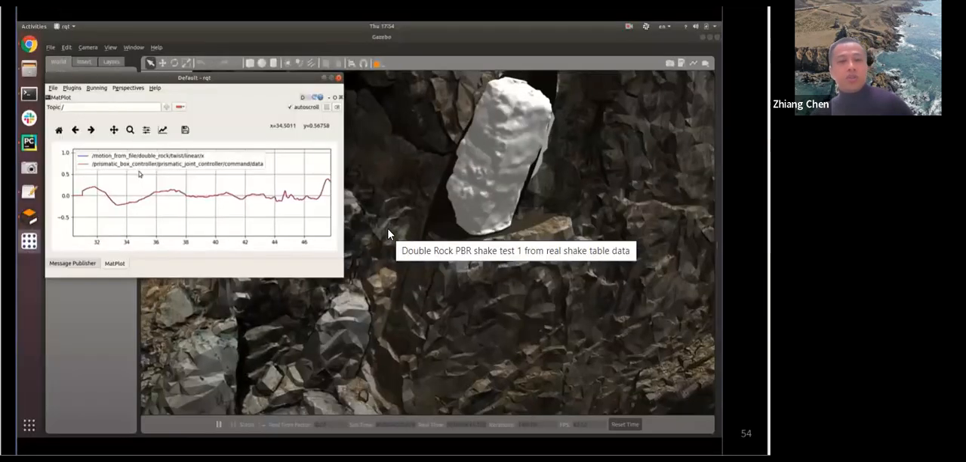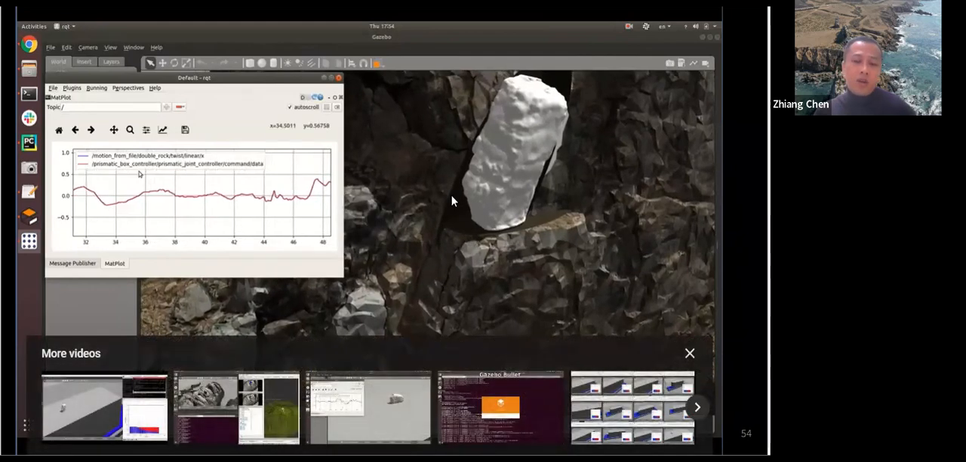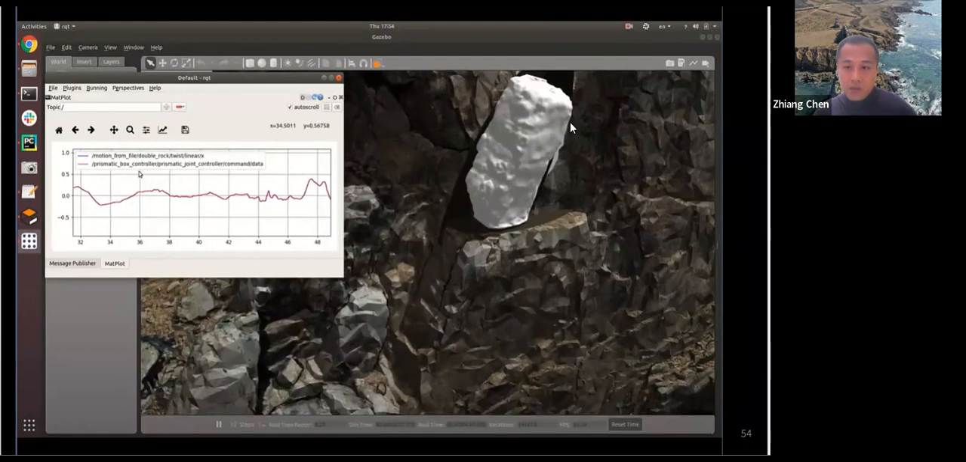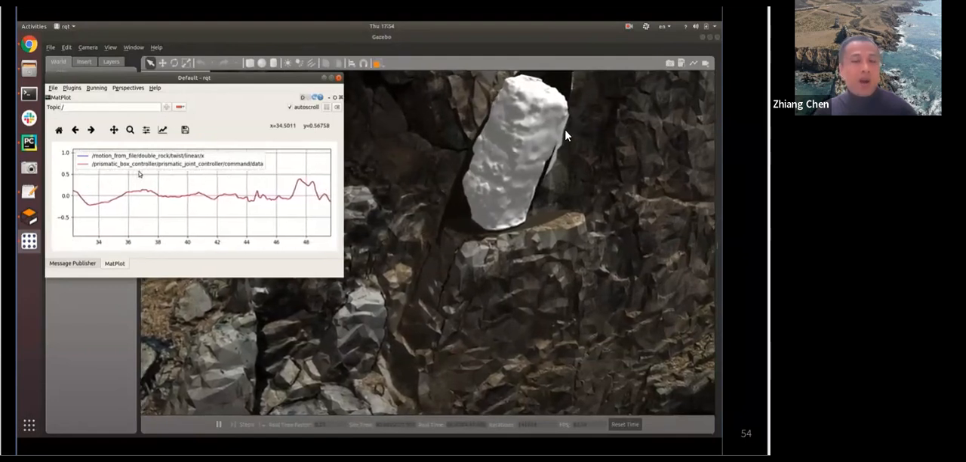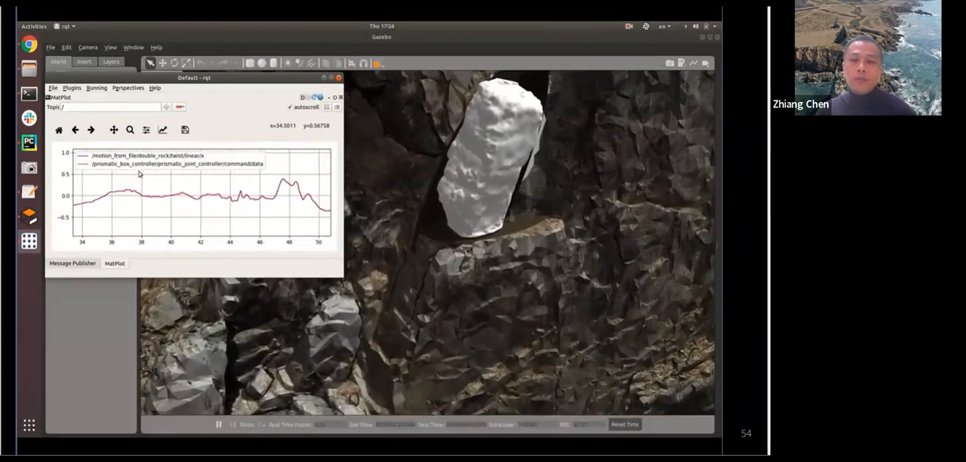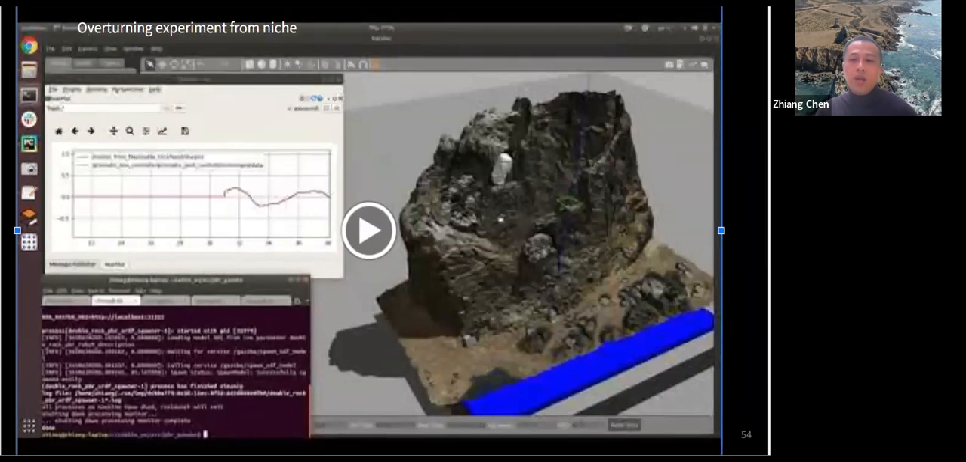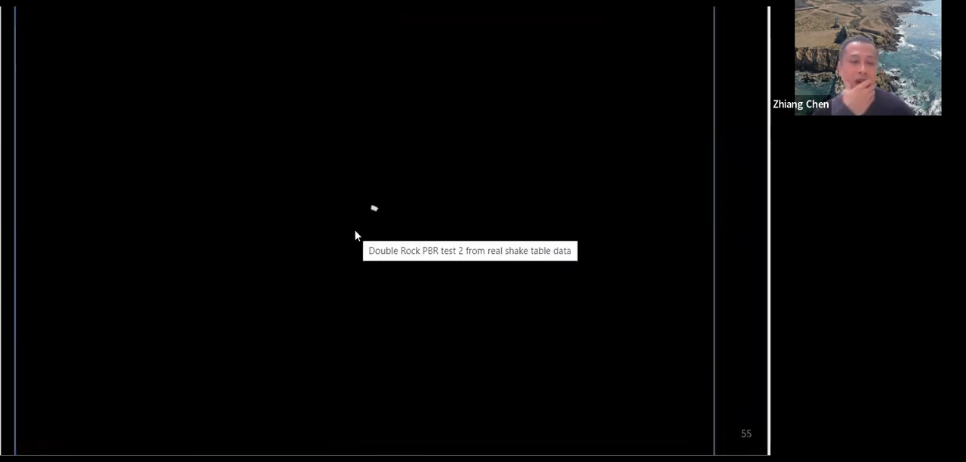We can also use the virtual shake robot to study PBR overturning, from the effect of natural support on the overturning. If you look at this here, because of the natural support, the PBR is not toppled. But if we remove the natural support, the same ground motion topples the PBR.